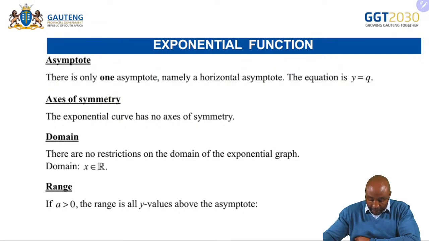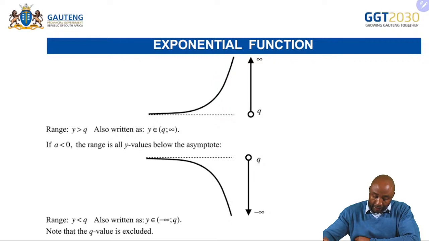If a is greater than 0, the range will be above the asymptote. You will see. So it's from q, whatever we have as our asymptote, and we do not include the value of q, up to positive infinity. If a is less than 0, we are able to see what is happening there.